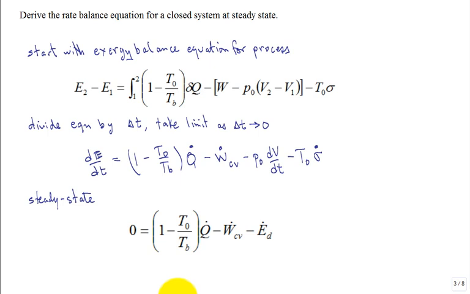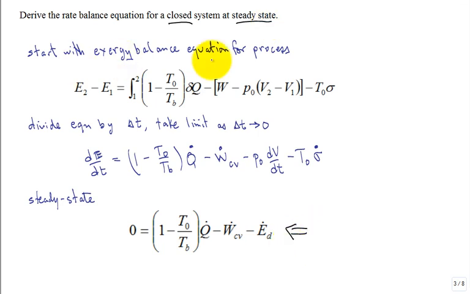Derive the rate balance equation for a closed system operating at steady state. So we have a closed system, and if you are operating it at steady state, you can have some flow of heat into the system as well as a rate at which work is being transferred out. You can derive this equation right here. How do you derive that equation?